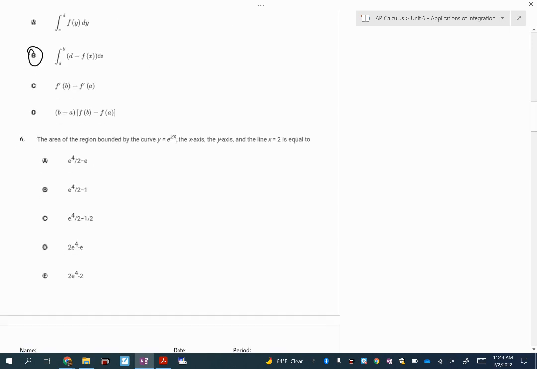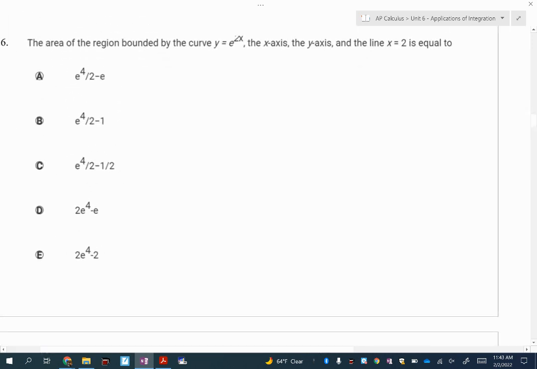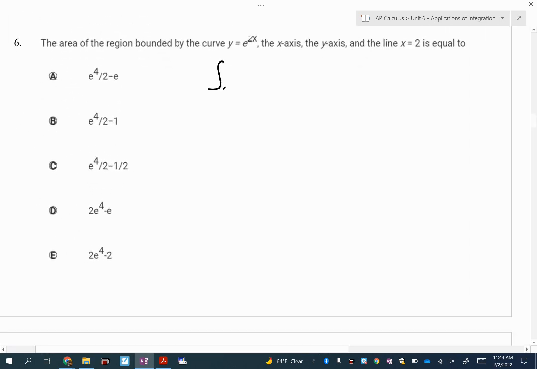So the integral from 0 to 2 of e to the power of 2x dx. So I'm going to do the antiderivative of e to the power of 2x. I start with e to the 2x, and if you remember, when you take the derivative of this, you have to take the derivative of what's in the exponent, which would be 2. So to keep that being a 1, I'm going to put a 1/2 in front. Evaluate this at 2 and 0.